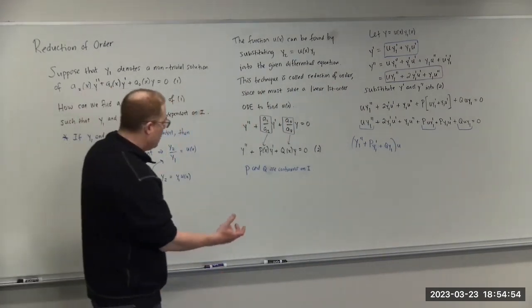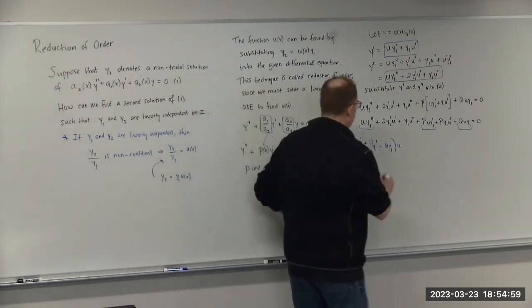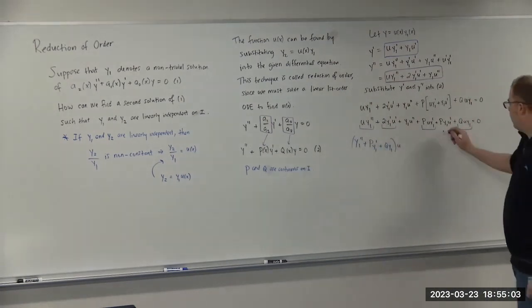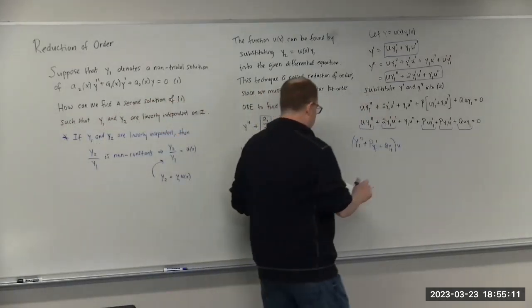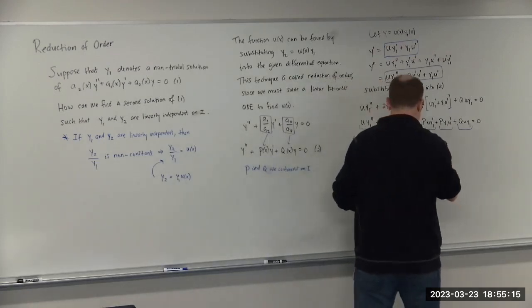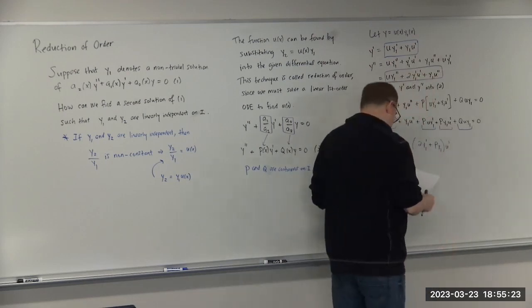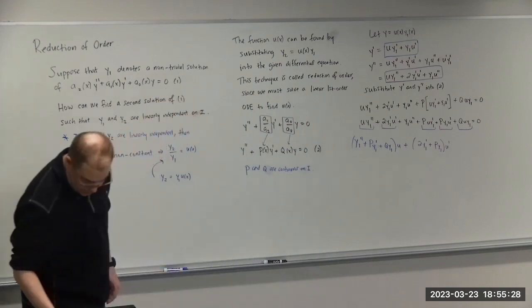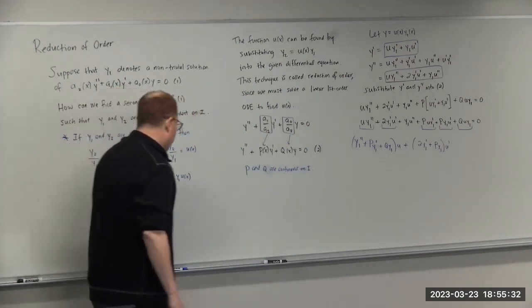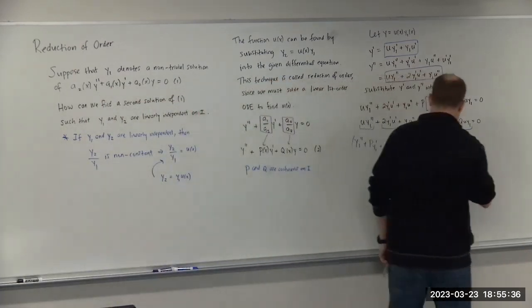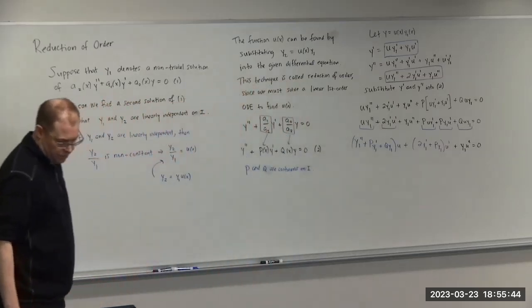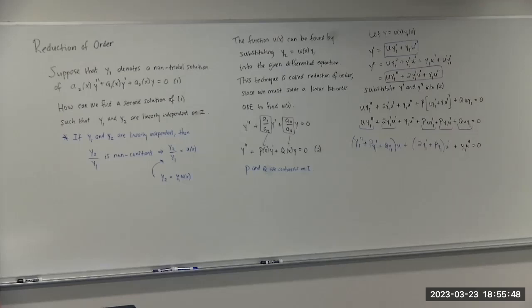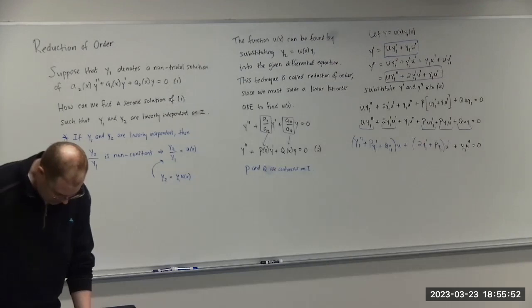All right, so now let's look at the terms that have u prime in them. So we have this one, we have one over here, and that's it. And then finally, we're left with the u double prime term.